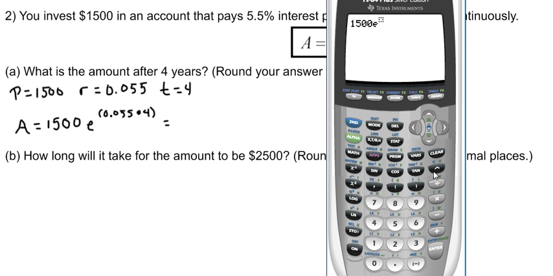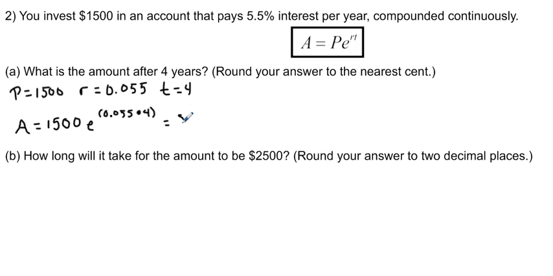So let's type in the caret button, and what we're going to write up here is 0.55, actually 0.055 times 4, and we press enter, and you can see that after 4 years, what we'll have is $1,869, and if we round to the nearest cent, this one is going to become a 2, so $1,869.12.